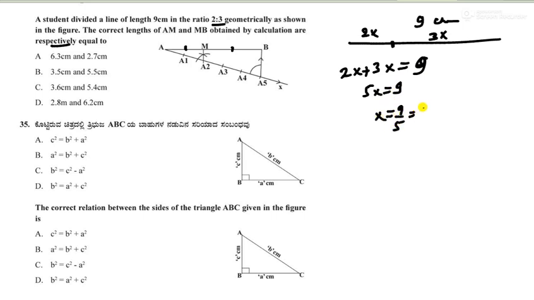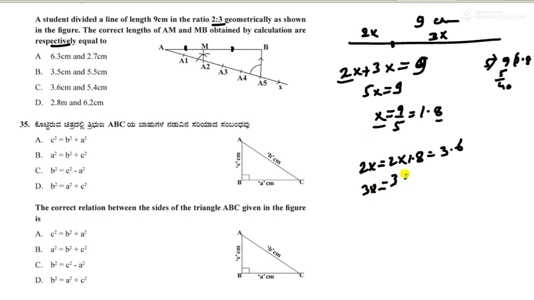So when we solve this, 9 by 5 is 1.8. That is for x. What will be for 2x? 2 into 1.8, so it is 3.6. What will be 3x? 3 into 1.8, so it is 5.4. So the answer is 3.6 and 5.4. Option number C is the right answer.